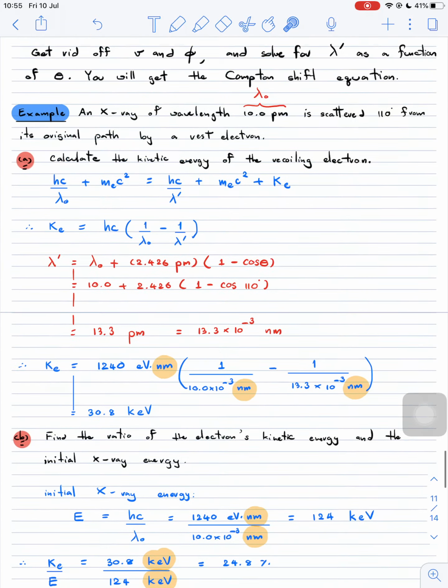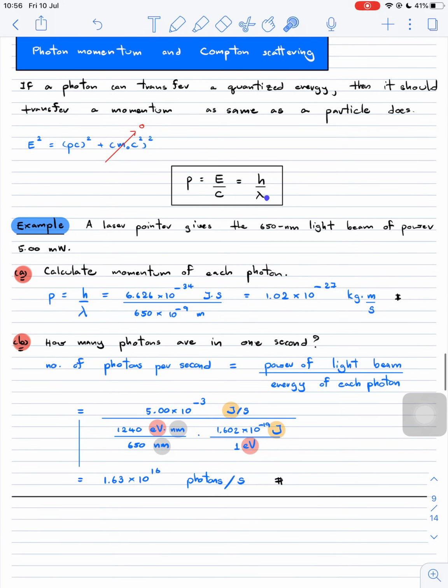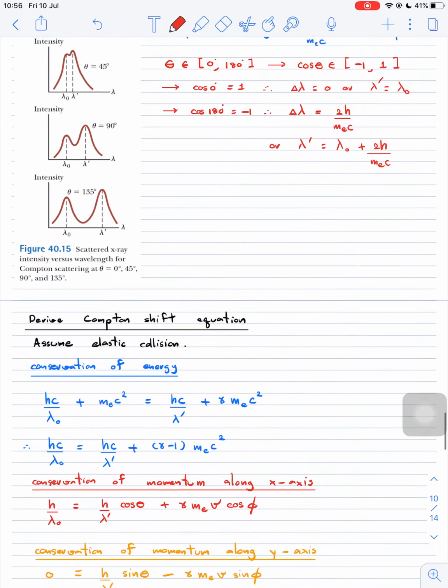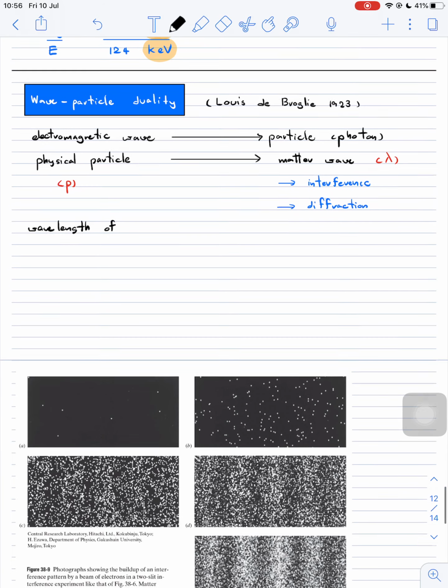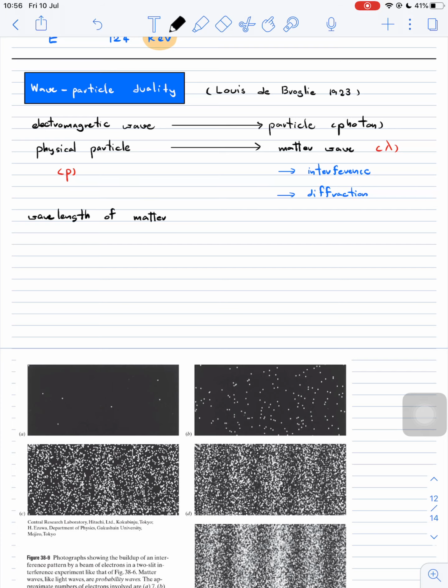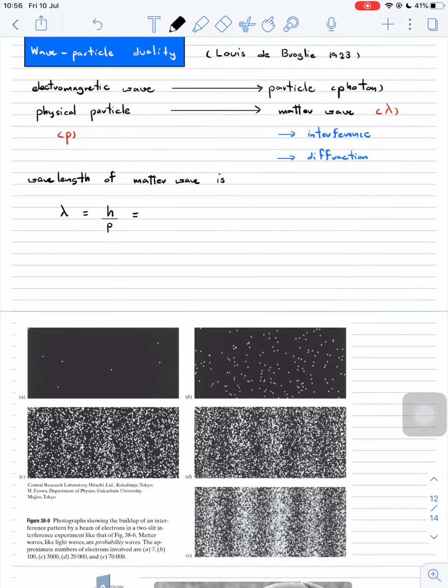Now if we look at this equation of Einstein, we said that p equals h over lambda. So if we move lambda to the left and p to the right, we can get that the wavelength of the matter wave is lambda equal to h over p, or just equal to h over gamma times m times v. So don't forget that this is the relativistic momentum of the particle.